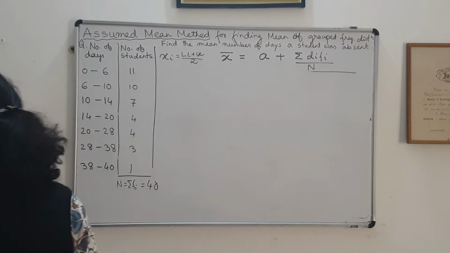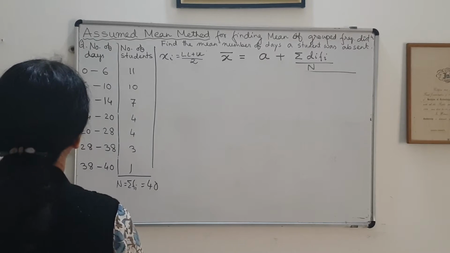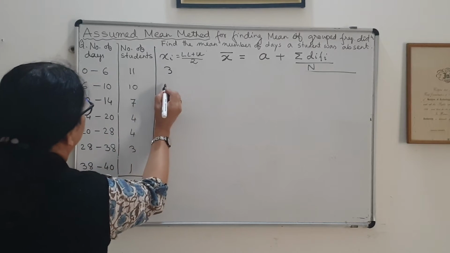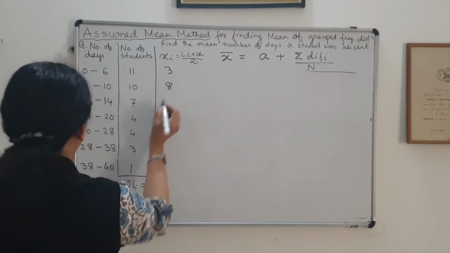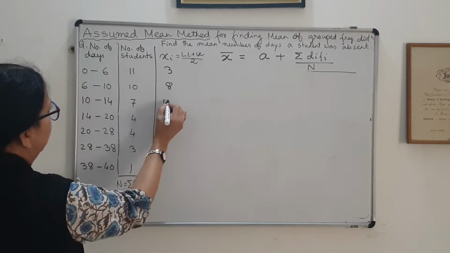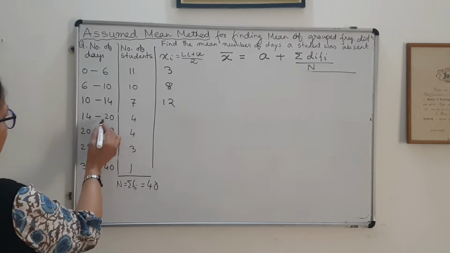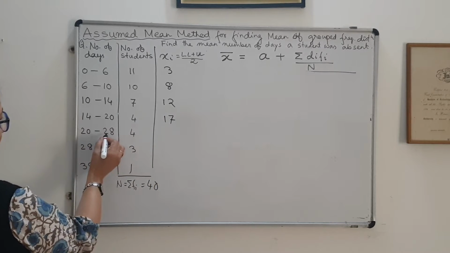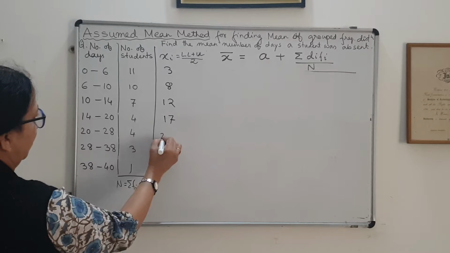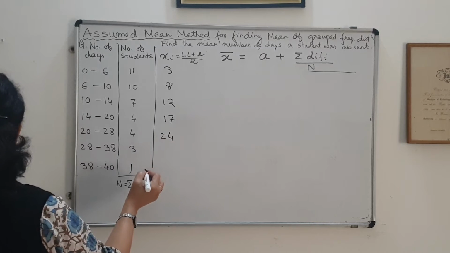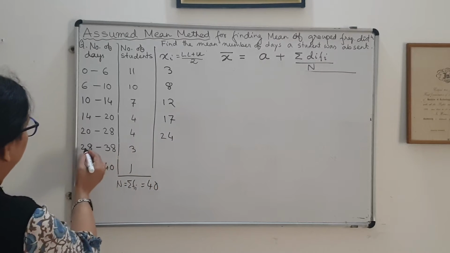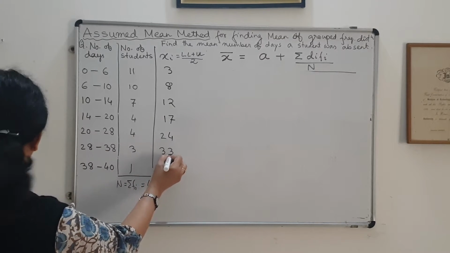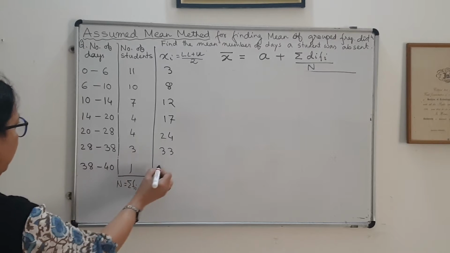Okay, so let me first write down this. So (0 + 6) by 2 is 3. Then (10 + 16) by 2 is 13... then 24 by 2 is 12. Then 14 plus 20 is 34, 34 by 2 is 17. Then 20 plus 28 is 48, by 2 is 24. And lastly, this one will be (28 + 38) by 2, which is 66 by 2, so it will be 33. And this one will be 39.